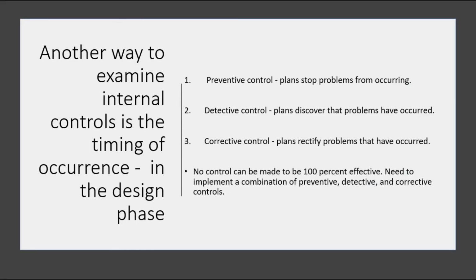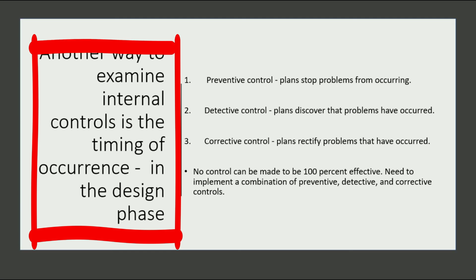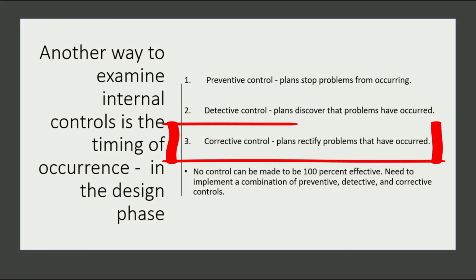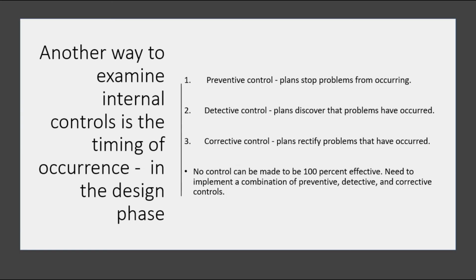Another way to examine internal controls is the timing of occurrence in the design phase. First is to look at the preventive controls. They are the internal controls that are planned to stop problems from occurring. Second are the detective internal controls, to detect and discover problems as they occur. Third are the corrective internal controls, which are planned to rectify problems that have occurred.